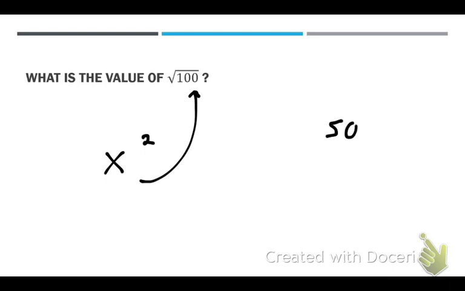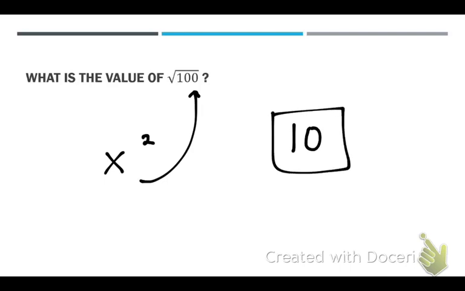A lot of you guys just told me 50. But guys, 50 times 50 would be 2500. So if I asked you for the square root of 2500, that would be 50. But I asked you for the square root of 100. What number times itself equals 100, class? 10. So the correct answer should have been 10.